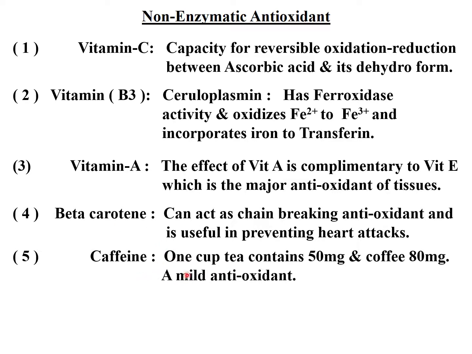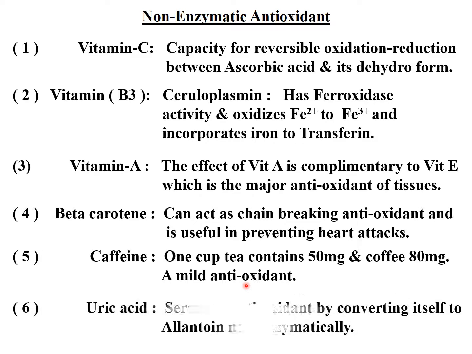Then you have caffeine, which also has mild antioxidant properties. We have all heard of green tea, which has been very popular. Now, the advantage green tea has is that it's got a high content of these antioxidants. And then the last one is uric acid, which is produced by our own system and also serves as an antioxidant by converting itself to allantoin non-enzymatically. Now, this is the conversion of uric acid to allantoin after it gets the free radical.